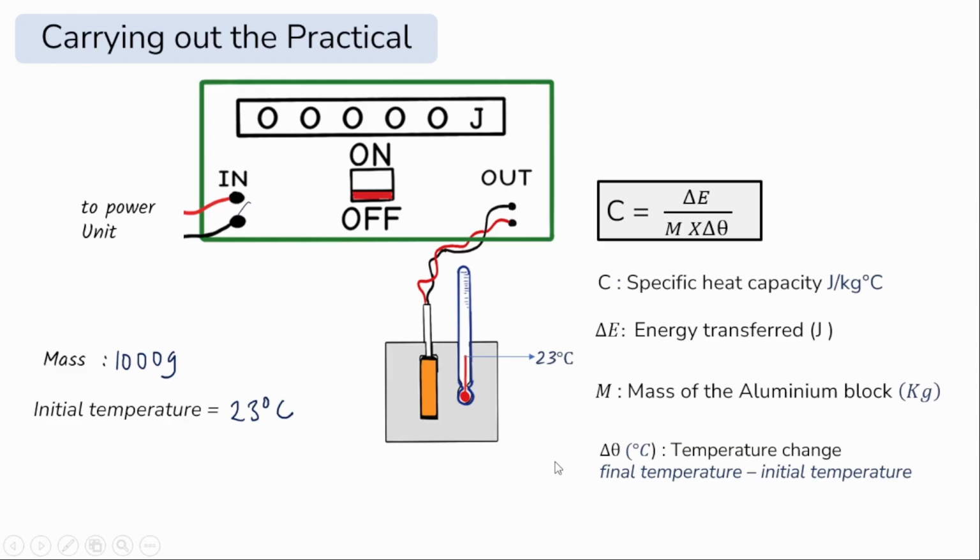Before taking the initial temperature, it's important to add a few drops of water into the hole of the thermometer to ensure thermal contact between the thermometer and the aluminium block. Next, you turn on your power supply and the joule meter and then start the timer for 20 minutes.